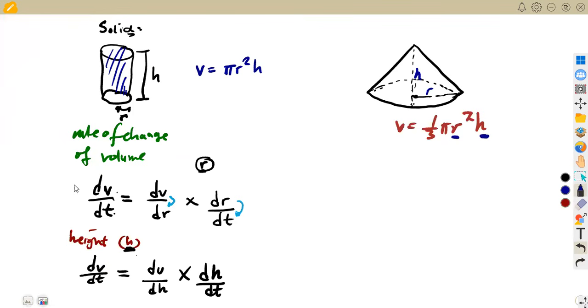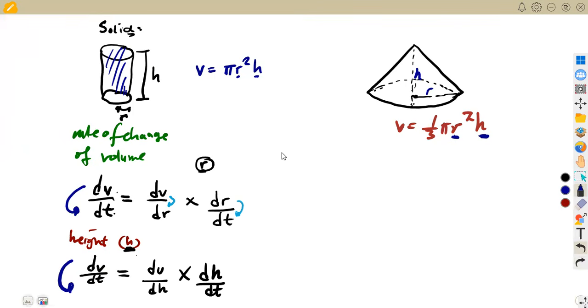So we can have the rate of change of volume with respect to time from the same formula, whether you are talking about the radius or the height, because we have the same concept here. We have got r, we have got h, we have got r, we have got h. So this one is going to use the same concept.